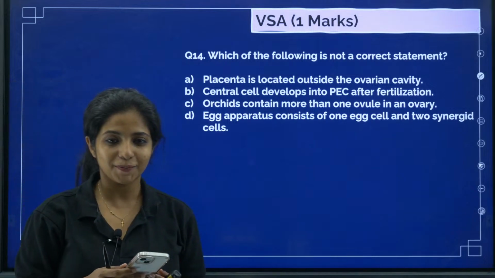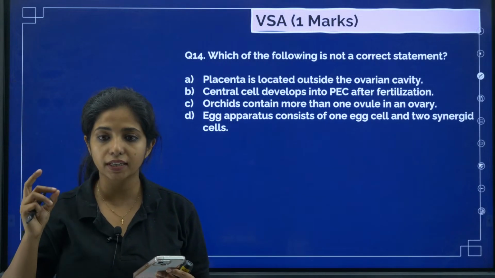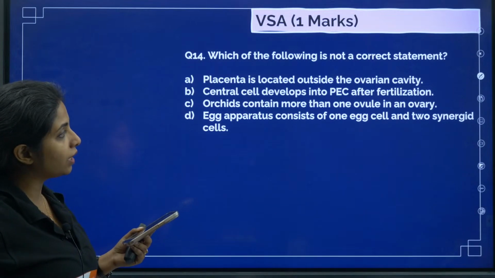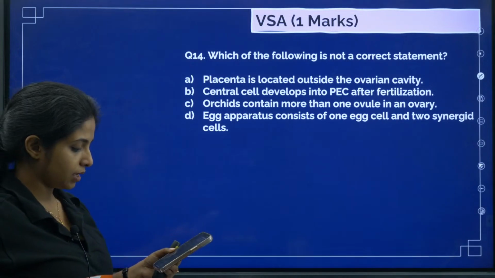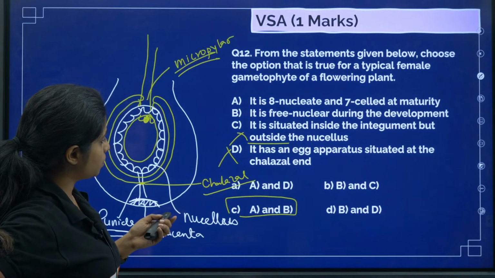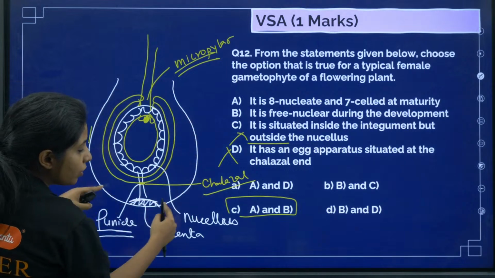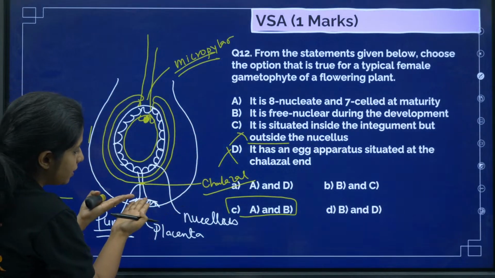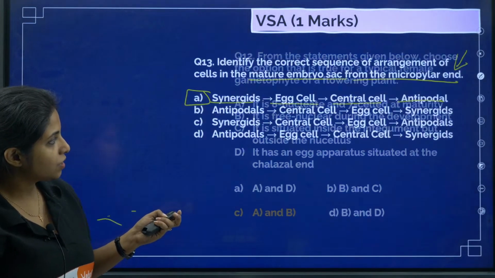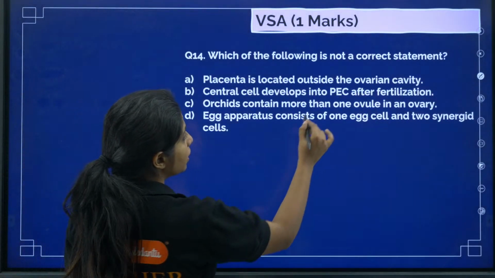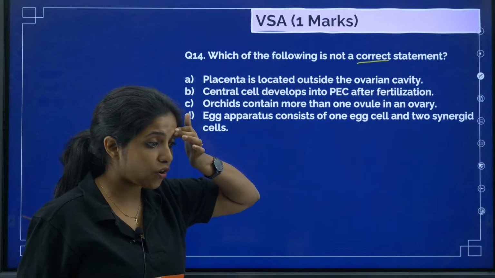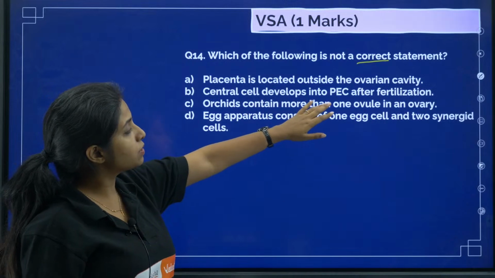Now, 14th question: which of the following is not a correct statement? Chalo, tell me. Placenta is located outside the ovarian cavity. If you remember this picture, it will be really good. This is the ovary, this is the ovarian cavity, this is the placenta over here, inside the ovarian cavity, okay? So the first statement, you have to find what is correct. Placenta is located outside the ovarian cavity, it is wrong.